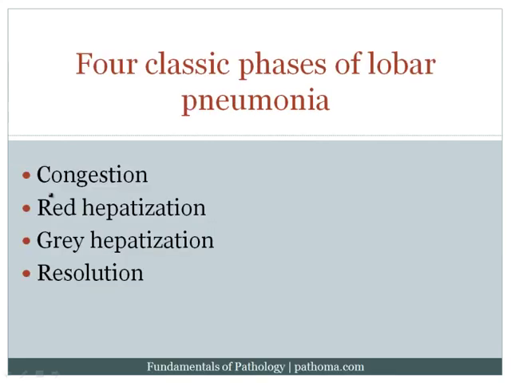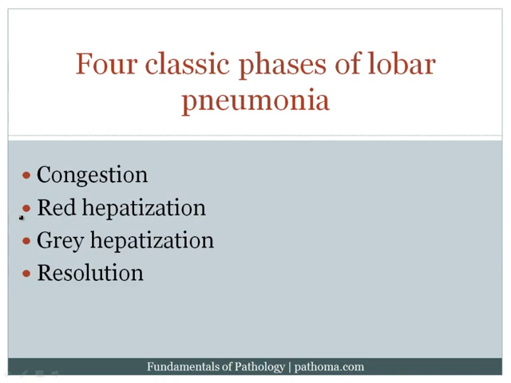Now, when a patient gets a lobar pneumonia, there are 4 classic phases that can be seen on pathology. The first is congestion, and the idea here is when you get infection, you're going to congest the blood vessels by dilating those blood vessels, increasing the amount of blood in the vessels, and also resulting in edema. So the very first phase is congestion, where you have congested vessels and edema.